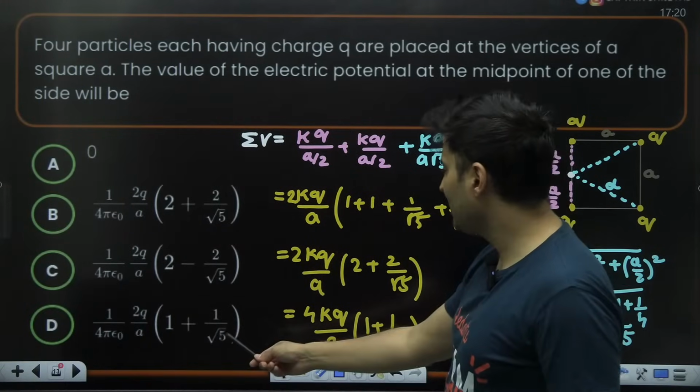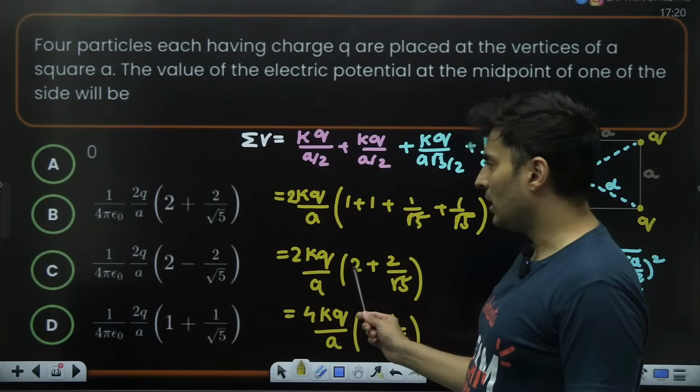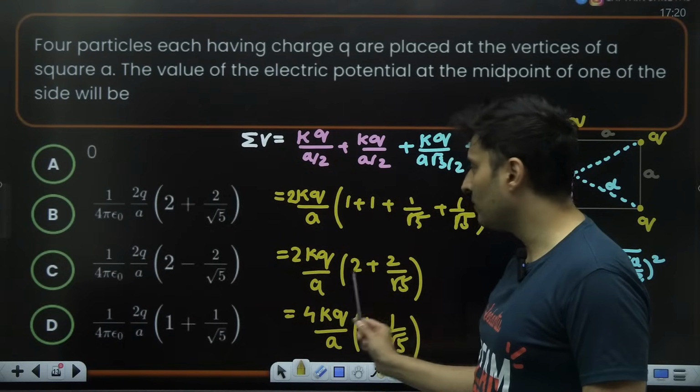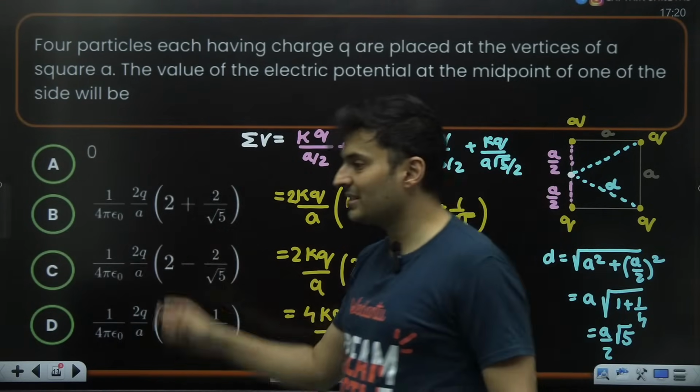This is not correct, guys. This is not correct because you can see that number 1 is there inside. So here we have 2. So D is not correct, guys. B is the correct answer.